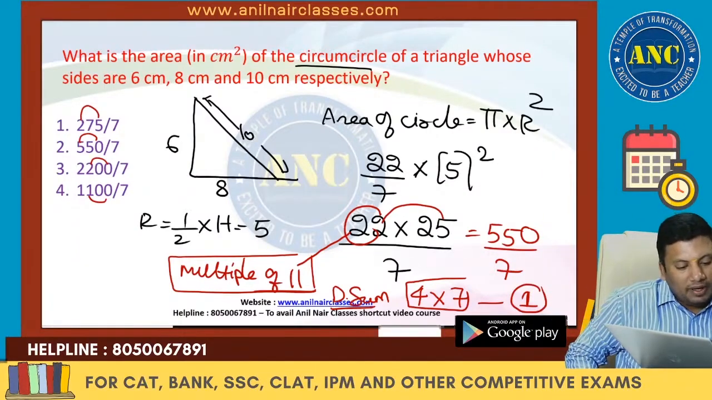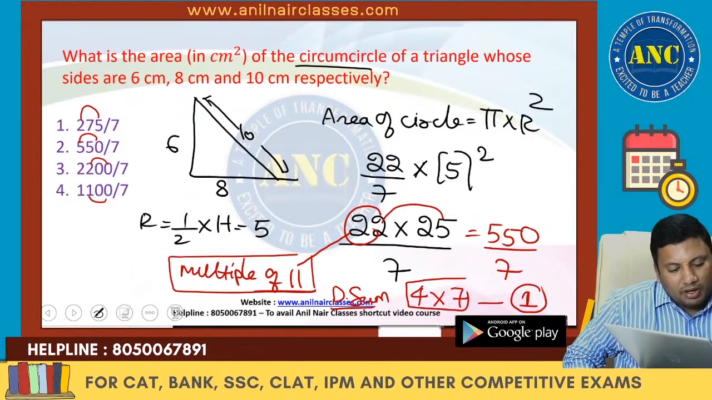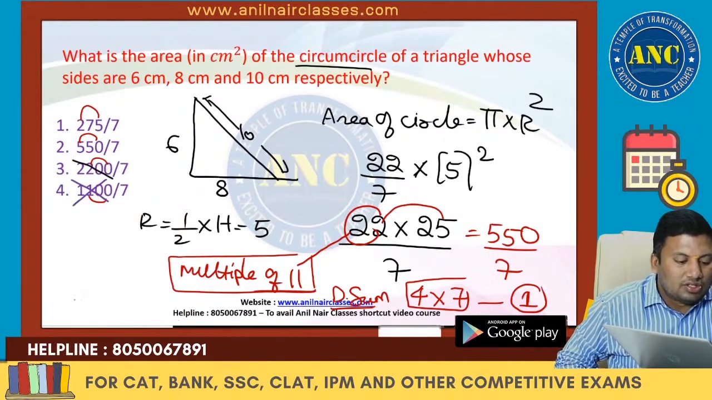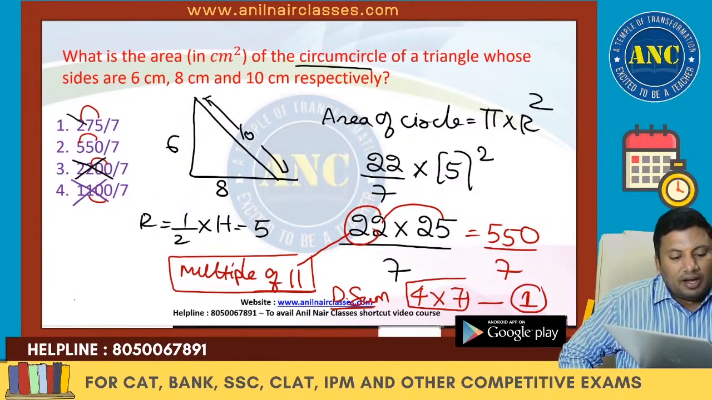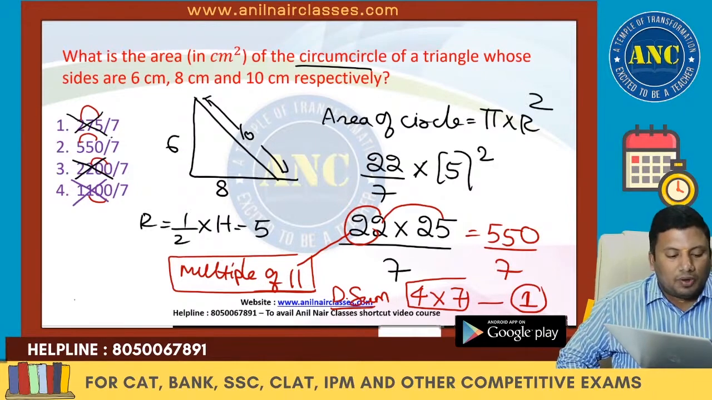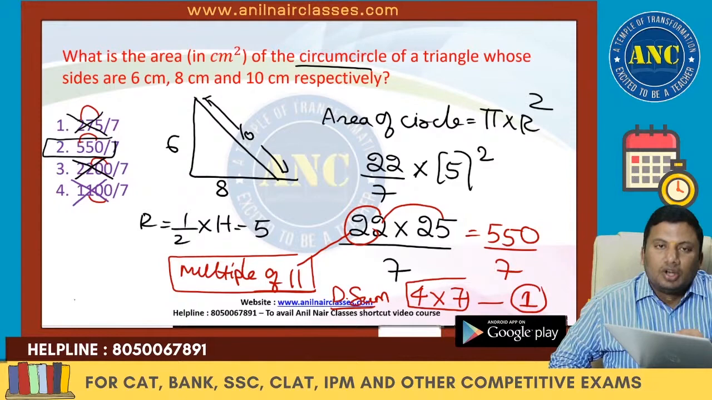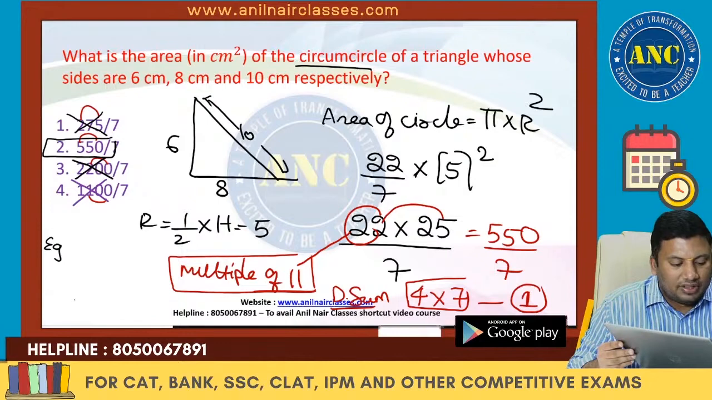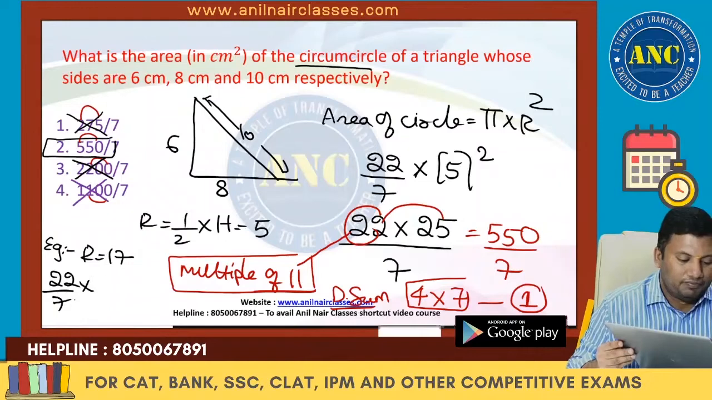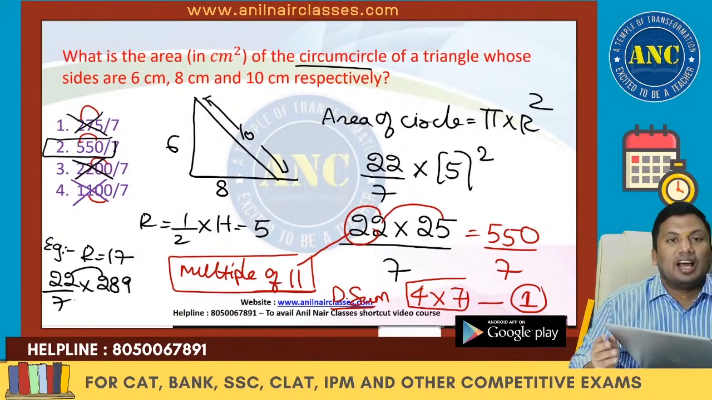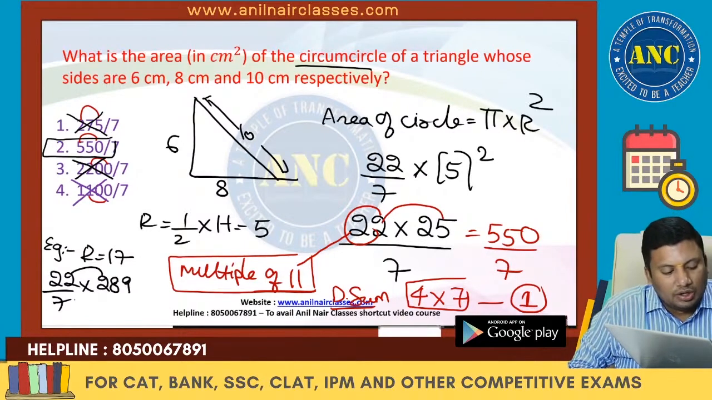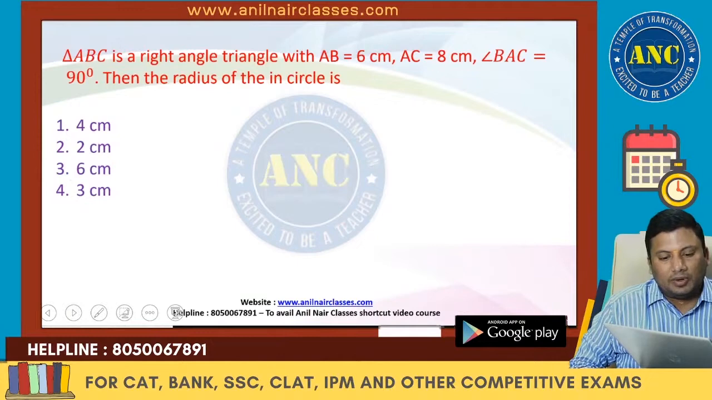The numerator digital sum should be 1. 1100 is not possible. Digital sum 2, also not possible. 2 plus 7 is 9, 9 plus 5 is 14, not possible. In case you want to avoid the multiplication, 22 into 25 is simple, but suppose the radius is 17 units, this concept will be immensely helpful. This calculation might take a little more time, so use the digital sum concept in the numerator.